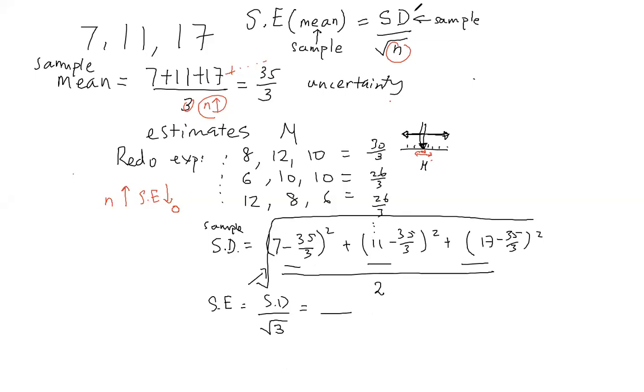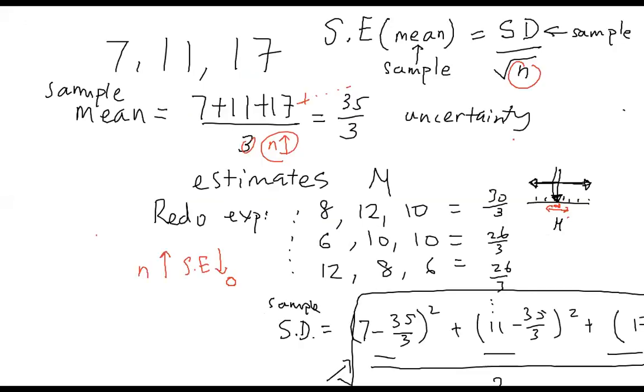I'm going to clear the board for the next part. In the next question, you're asked to find the sample size that you need to take to achieve a standard error that is at most 1. So let's look at that.